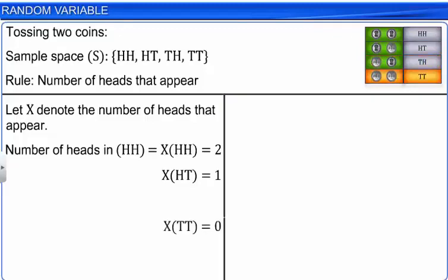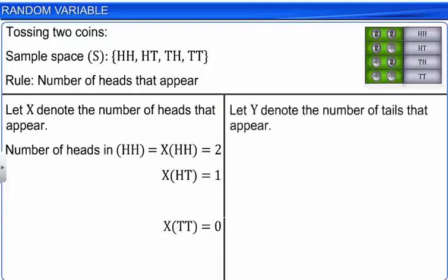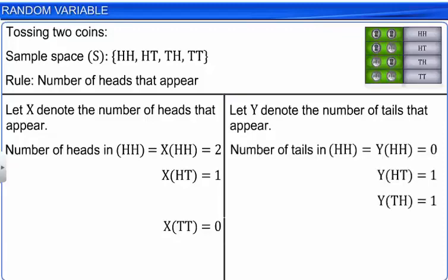Similarly, we can also define another rule, the number of tails that appear, by a random variable Y. The value of Y for each outcome is shown. Likewise, for a random experiment, we can define many rules.